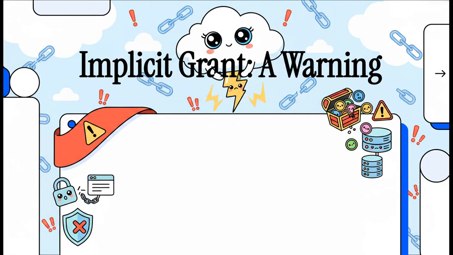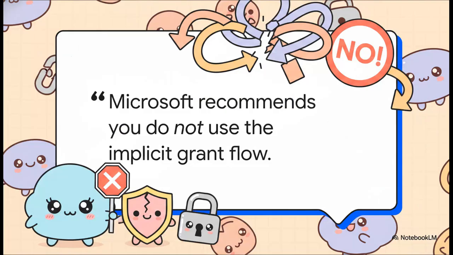All right, let's get right into it. If you're a developer working with single-page apps on the Microsoft Identity Platform, you've probably heard of the OAuth 2.0 Implicit Grant Flow. It's a way to get users signed in and grab tokens. But before you even think about using it, there is a huge, blinking red warning sign you absolutely need to see. And there it is, straight from the horse's mouth.